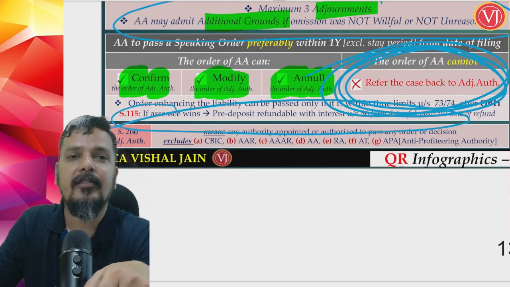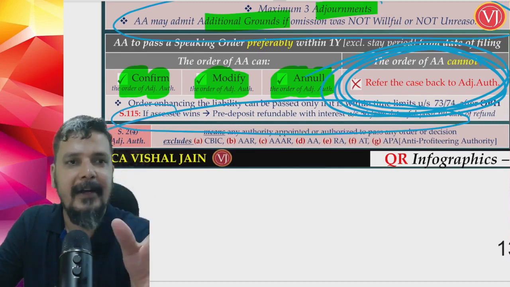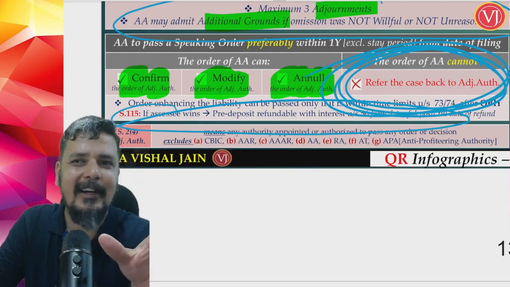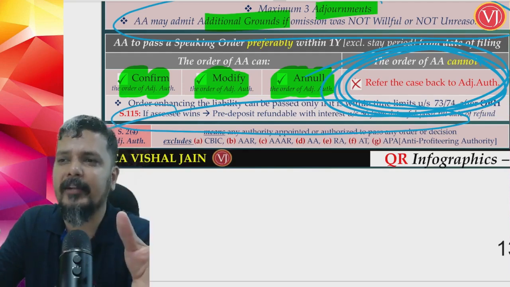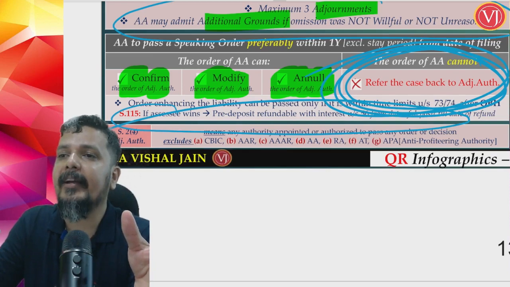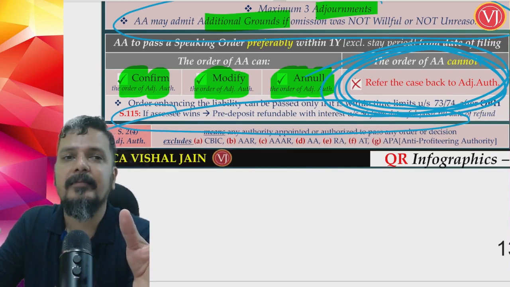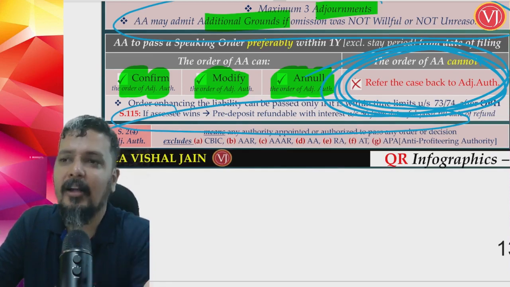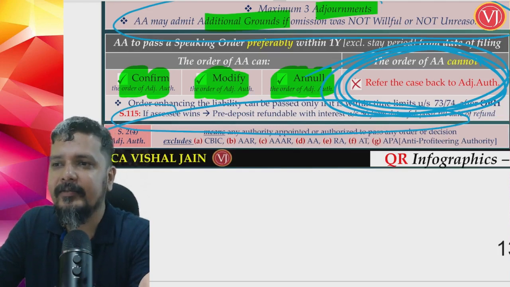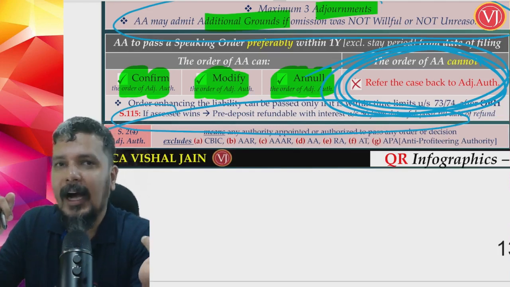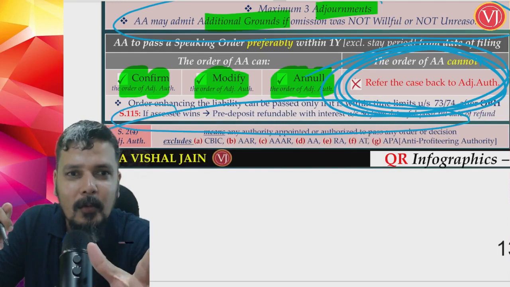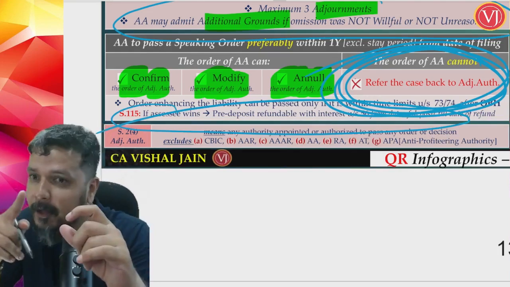How much? The amount that you have paid on disputed tax, not the admitted amount, that technically is not pre-deposit. With interest, what rate? 6%, starting from the date of pre-deposit, ending on the date of refund. Are we talking about admitted dues? No. We are only talking about disputed dues pre-deposit.